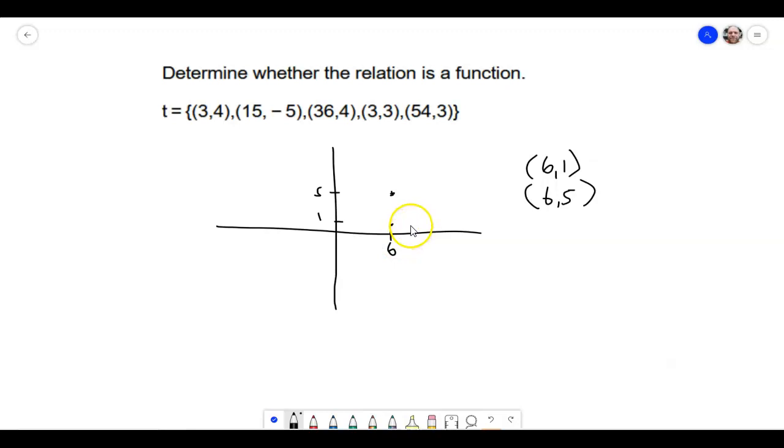And this would not be a function because for the x value of 6, we have two different y values. We have the y value of 1 and we also have the y value of 5. So that's pretty much what I'm going to try to make sure of here.